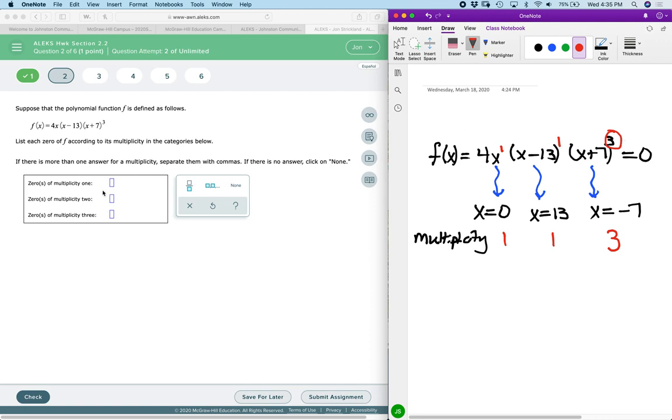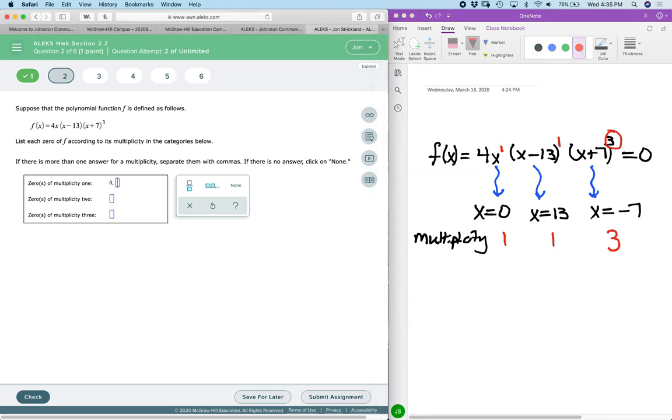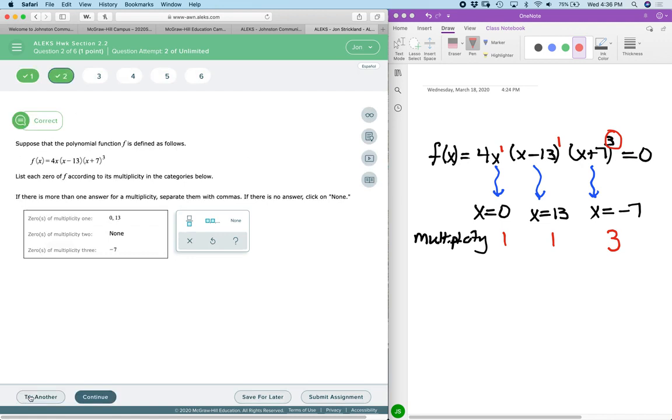Now, for the zeros of multiplicity 1, I have 0 and 13. And since I don't have any squared expressions for the zeros of multiplicity 2, I have none. And for the zeros of multiplicity 3, that is going to correspond to negative 7. And checking the result, that is correct.